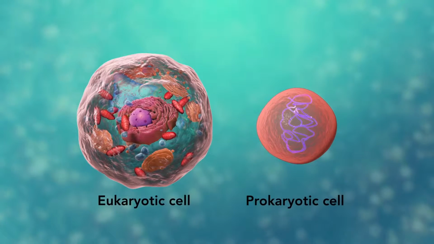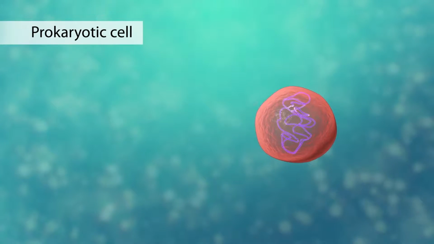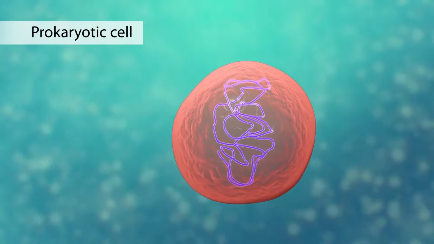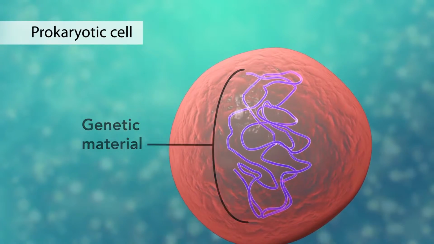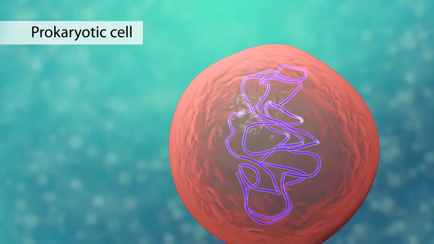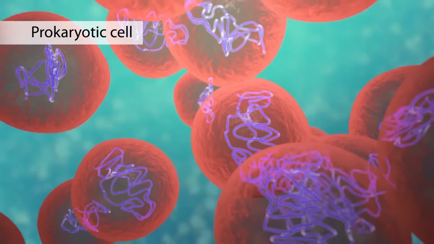The second category is prokaryotic cells. They don't have a nucleus or membrane-enclosed organelles. They do have genetic material, but it's not contained within a nucleus. Prokaryotic cells are always one-celled or unicellular organisms, such as bacteria.